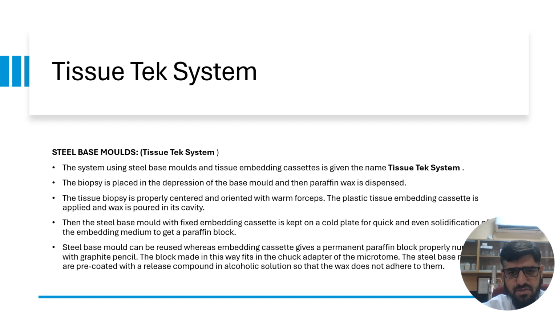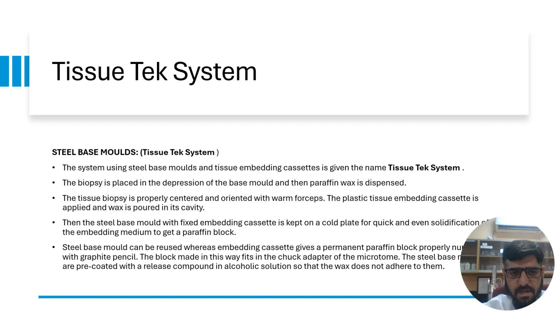The plastic tissue embedding cassette is applied and wax is poured into its cavity. Then the steel-based mold with the fixed embedding cassette is kept on a cold plate for quick and even solidification of the embedding medium to get a paraffin block.